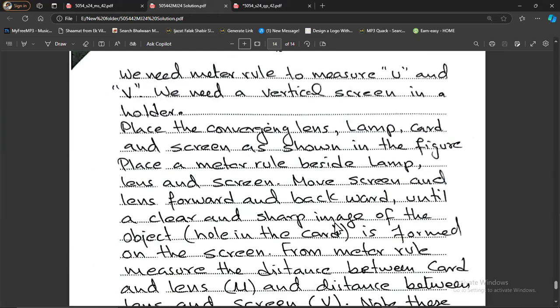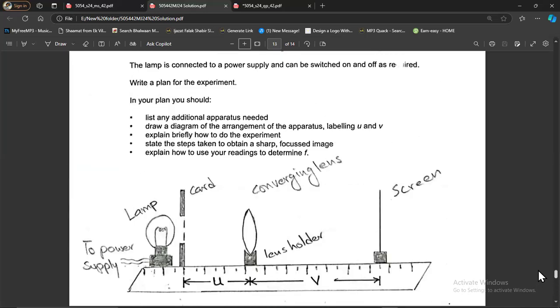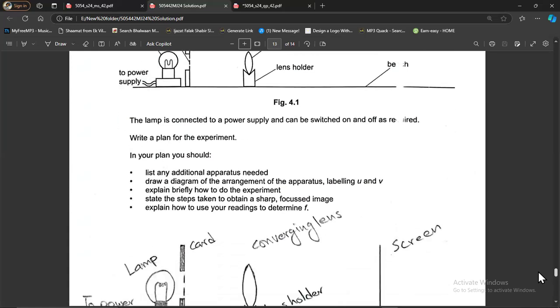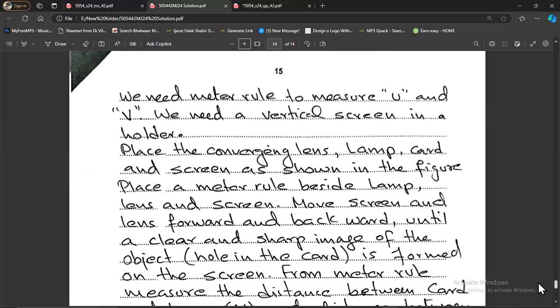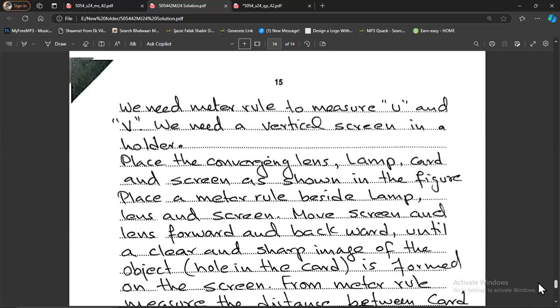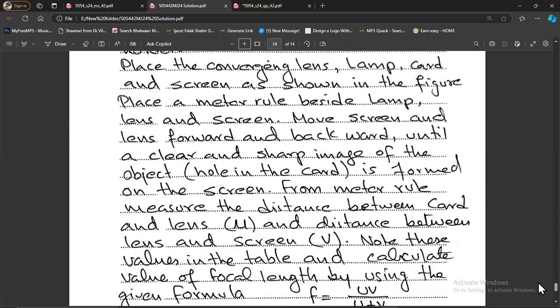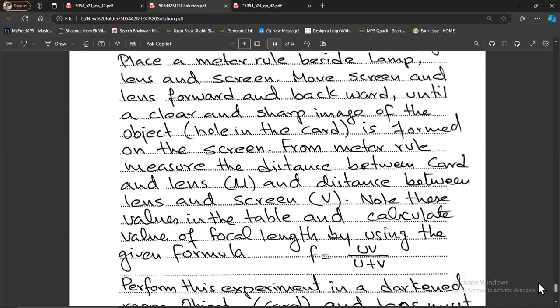We need meter rule to measure U and V. We need a vertical screen in a holder. These are the additional things we need. Place the converging lens, lamp, card, and the screen as shown in the figure. Place a meter rule beside the lamp, lens, and screen.